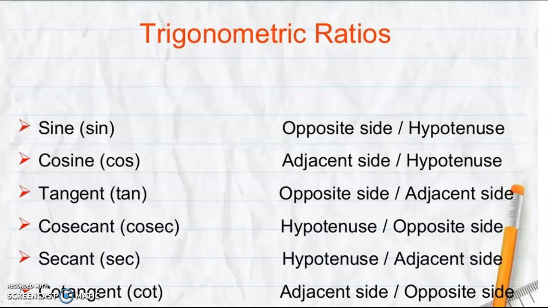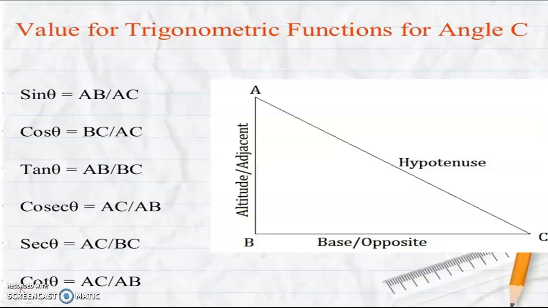Next are the 3 other trigonometric ratios. These are cosecant, secant and cotangent. These 3 trigonometric ratios are the reciprocals of sine, cosine and tangent. Let's start with the cosecant. The cosecant is the reciprocal of sine theta, so the formula will become hypotenuse upon opposite side, or hypotenuse upon perpendicular. Next is secant theta, the reciprocal of cosine theta, so the formula is hypotenuse upon adjacent side, or hypotenuse upon base. Cotangent theta is the reciprocal of tangent theta. The formula is adjacent side upon opposite side.